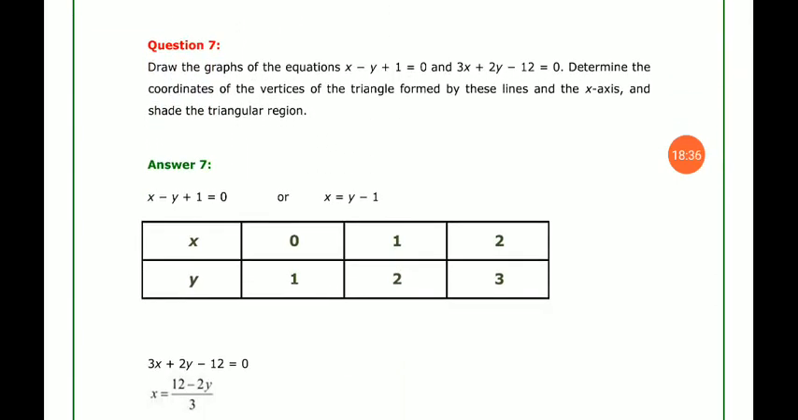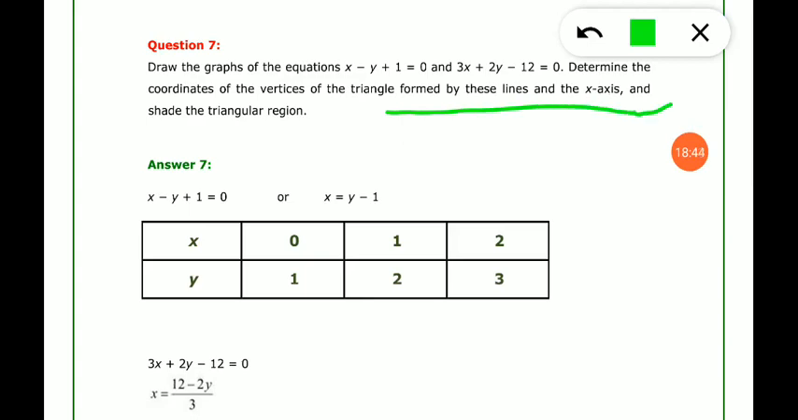Now question number 7, draw the graph. You know how to draw the graph. Now determine the vertices of the triangle formed by... This question is important because you always have to read this portion: by which lines? Since it is a triangle, we know 3 lines should be there, and 2 lines are given. So what would be the third line? Here it is saying the third line is the x-axis, and then we have to shade the triangular region.